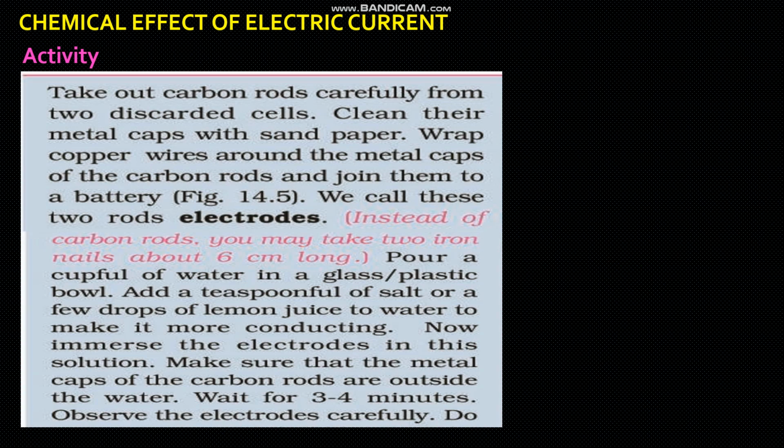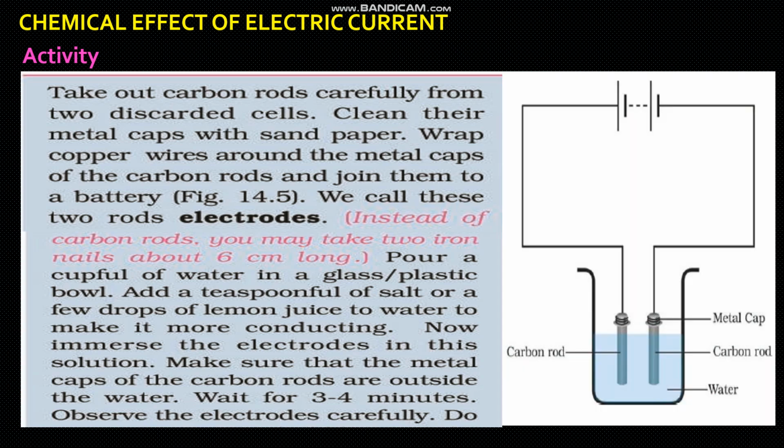So here is an activity. Take out carbon rods carefully from two discarded cells. So from the discarded cells, we'll get two carbon rods. Clean their metal caps with sandpaper. We can see one metal cap that we have to clean with the sandpaper. Wrap copper wires around the metal caps of the carbon rods and join them to the battery. So here we have wrapped the copper wire around the metal cap and that is connected to the battery.